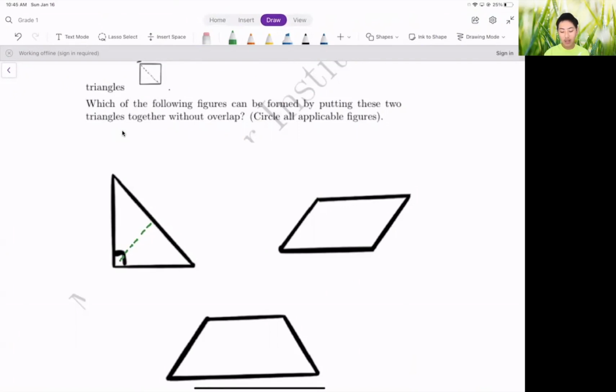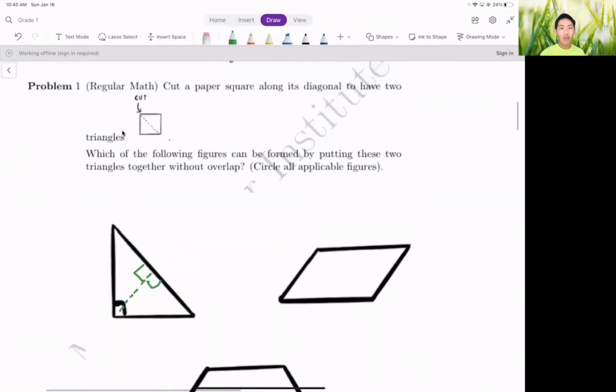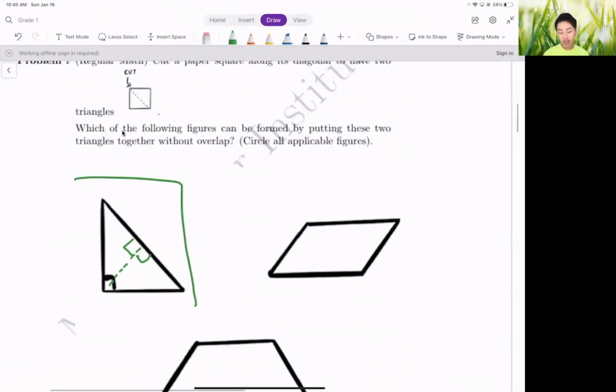And as we can see, this splits into 2 90-degree right triangles. So we know that when you cut a paper square along its diagonal, you get 2 right triangles. And as you can see here, we have just split it into 2 right triangles. So we know that the first one can be accomplished. The second one, let's see if it can work.